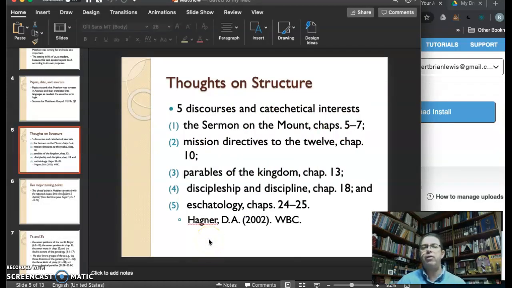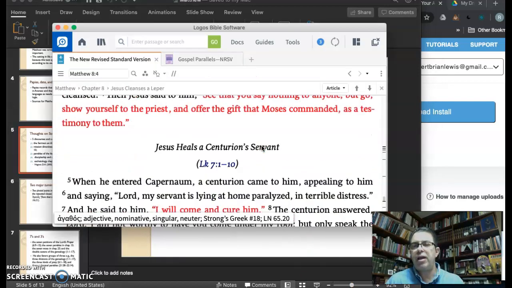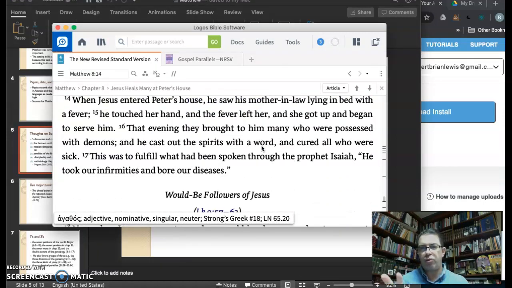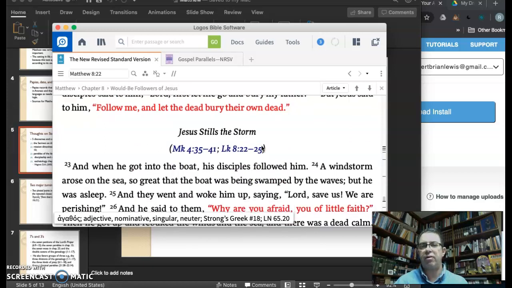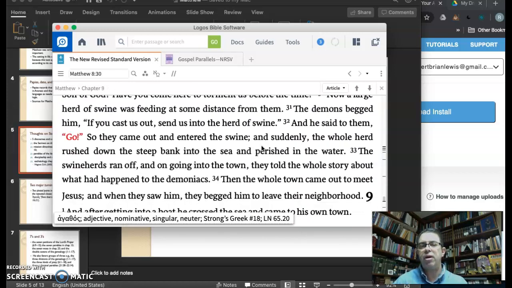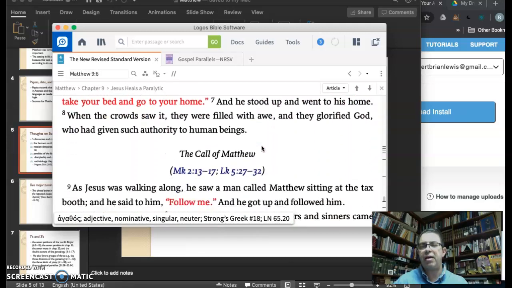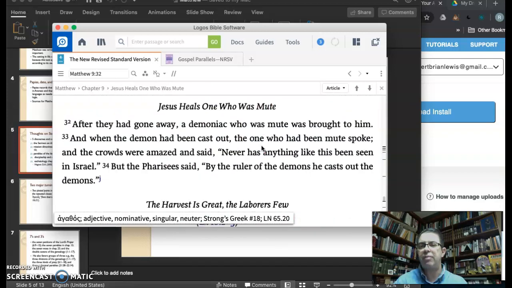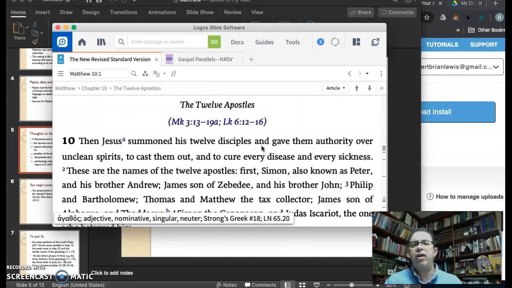So the Sermon on the Mount is the first teaching discourse, followed by the mission directives to the 12. Each of these extended discourses, you can find broken up by other materials. Look at chapter 8 and notice that there are these episodes in between where there are healings and little interaction. Here's Jesus stilling the storm, the Gerasene demoniac. So these things from Mark's gospel are woven in, and then all of a sudden in chapter 10, what do you find in chapter 10?